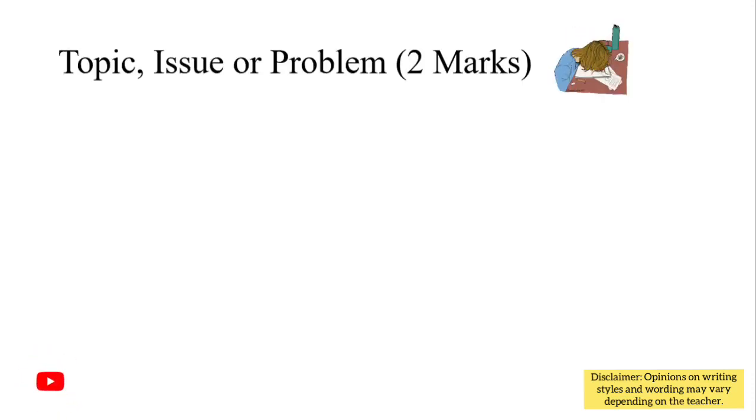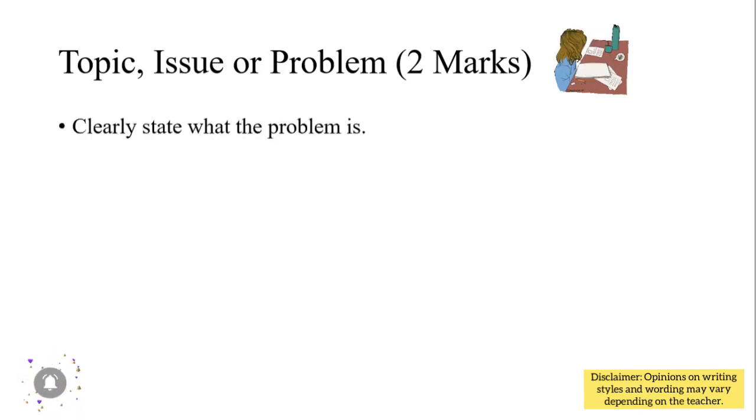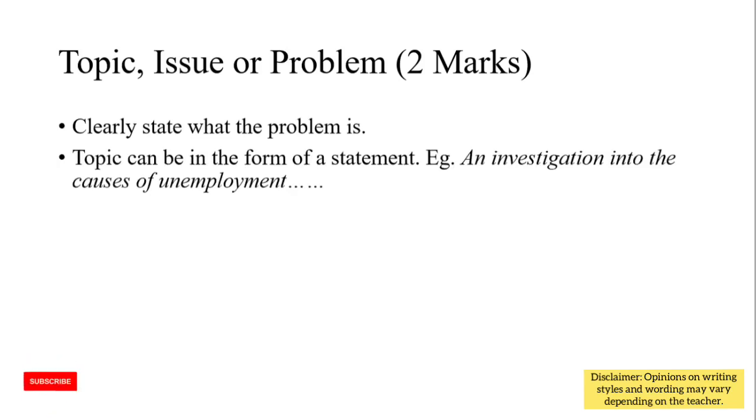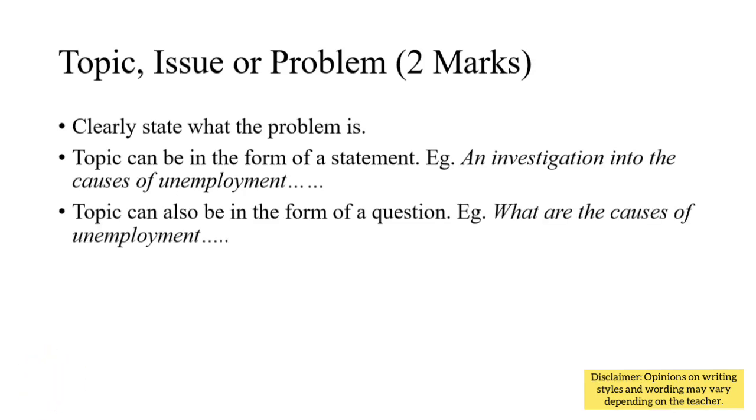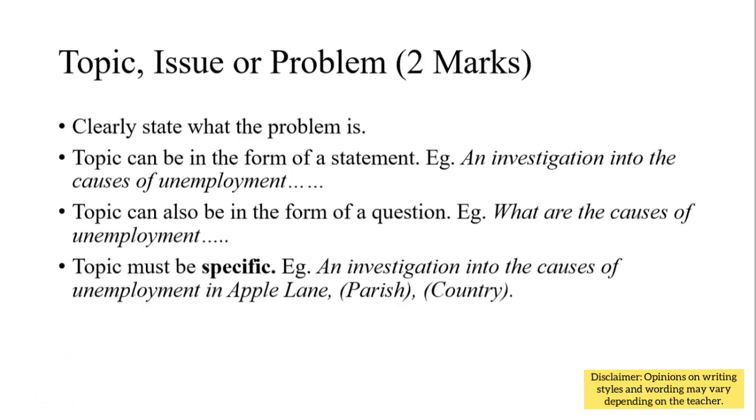Then we move on to the topic, issue, or problem, and this is where people basically just freeze up. They can't think of a problem, they can't think of a topic to do in the SBA. It values 2 marks, but you don't need to worry about it. Clearly state what the problem is. That's the first thing you need to do when you're stating your topic statement or your issue or problem. Topics can be in the form of a statement, for example, an investigation into the causes of unemployment. Topics can also be in the form of a question, for example, what are the causes of unemployment, and so on. The topic must be specific.